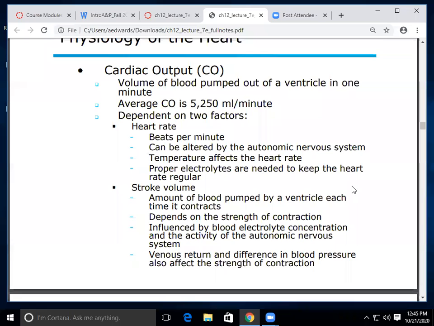Next concept we're going to go over is cardiac output. For cardiac output, it's basically just how much blood can you get out of your ventricle in 1 minute. Output is volume of blood pumped out. And the average cardiac output is 5,250 milliliters per minute, or 5.25 liters per minute.